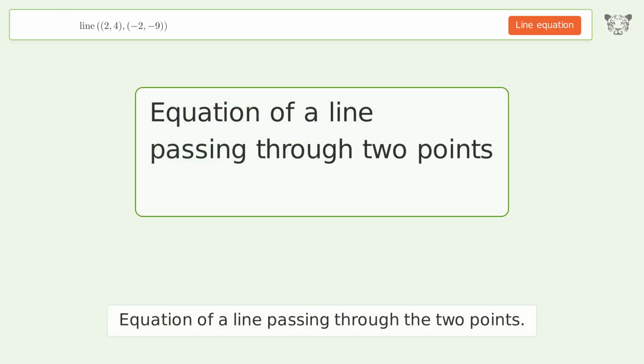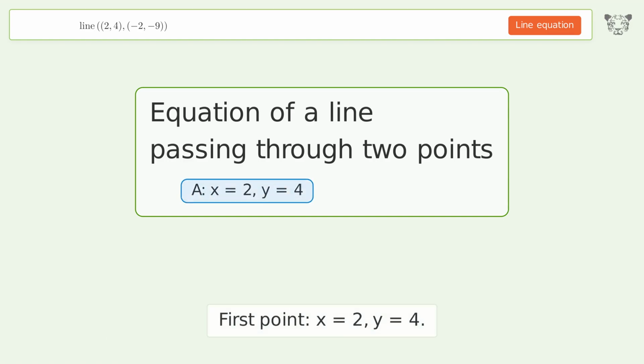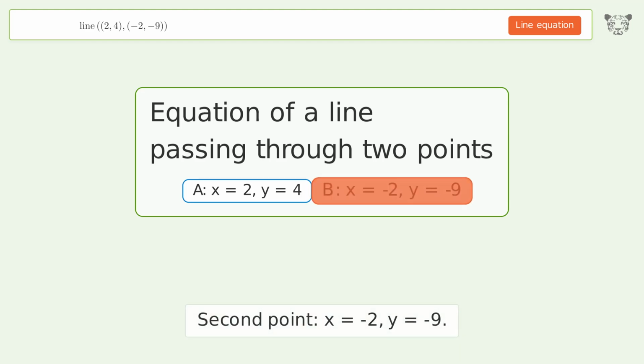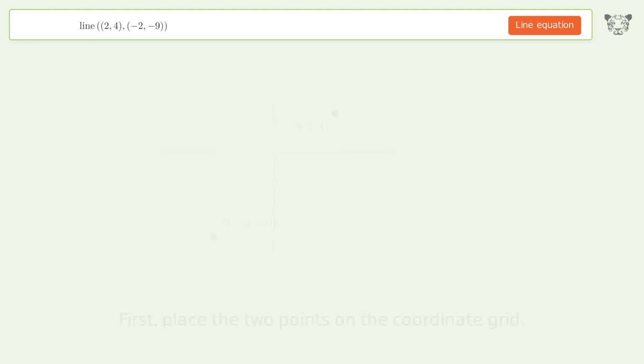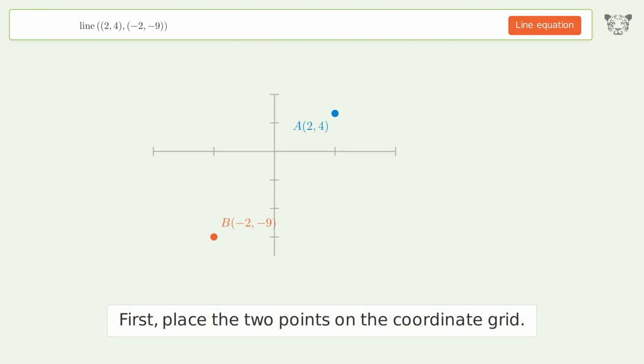Equation of a line passing through 2 points. The first point has x equals 2, and y equals 4. The second point has x equals -2, and y equals -9. First, place the 2 points on the coordinate grid.